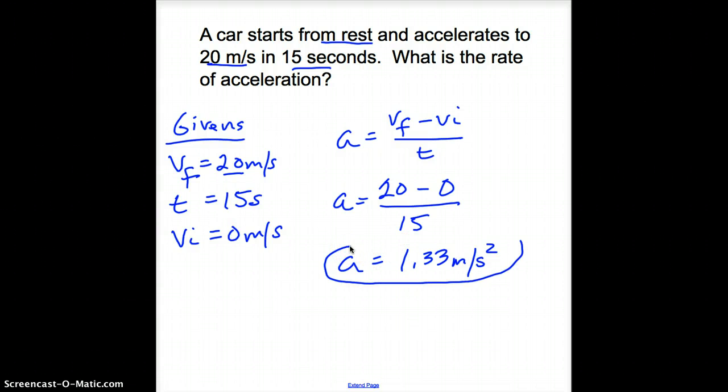Now I want you to notice that when we do math problems, we put our givens, we show our formula, we put our work, and we give our answer. In this format, this is the way I want all of your math problems to look.